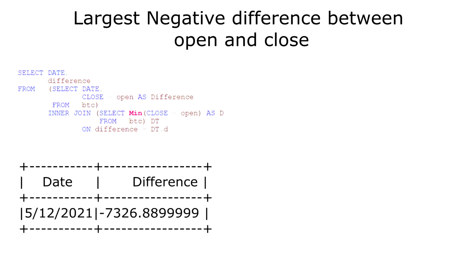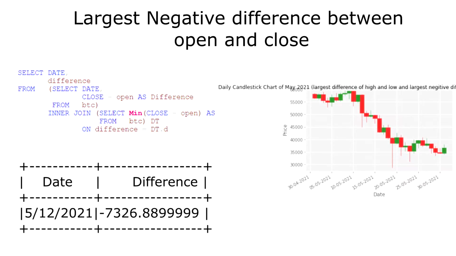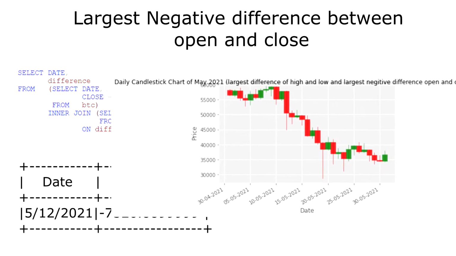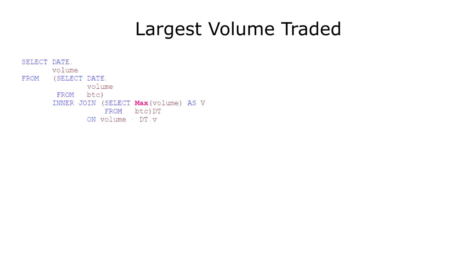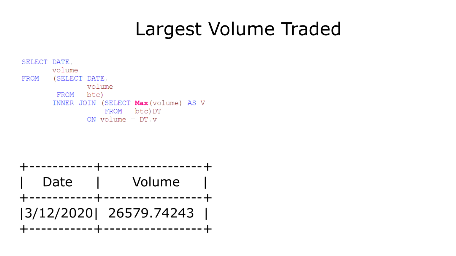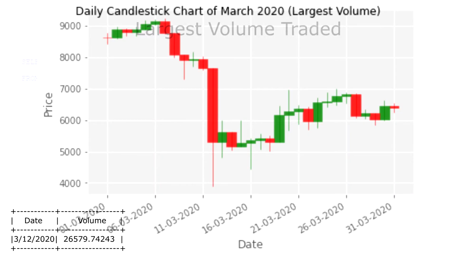Similarly, we also use Spark SQL to find the day which had the largest negative difference between the opening and closing price. In other words, we were able to find the day in which Bitcoin's price dropped the most during our selected time period. Lastly, we can also see which day the largest volume of Bitcoin was traded and its effect on the Bitcoin's value.